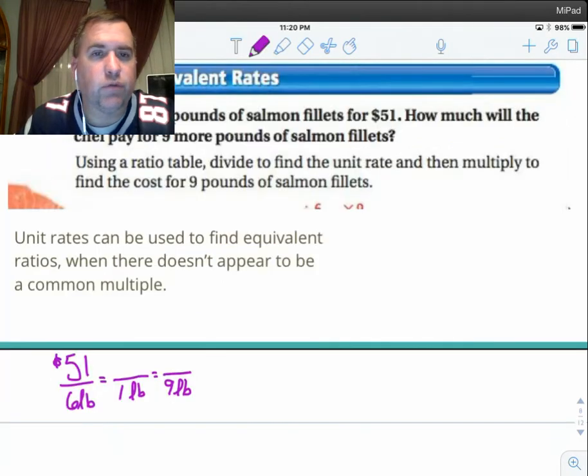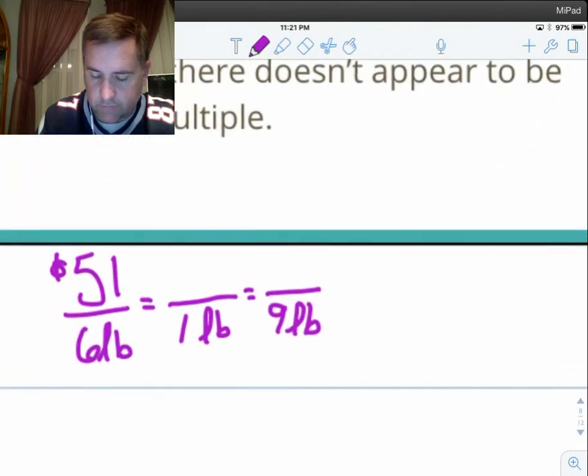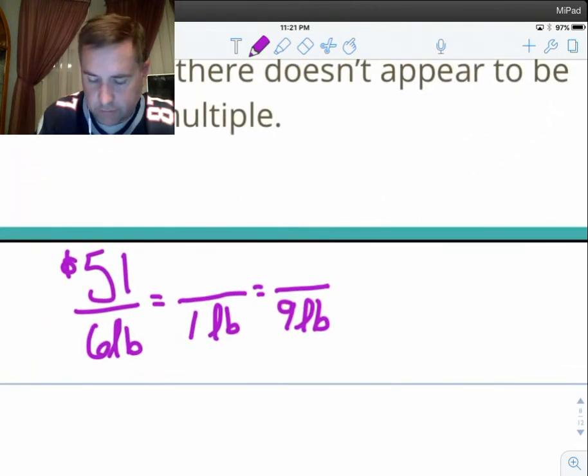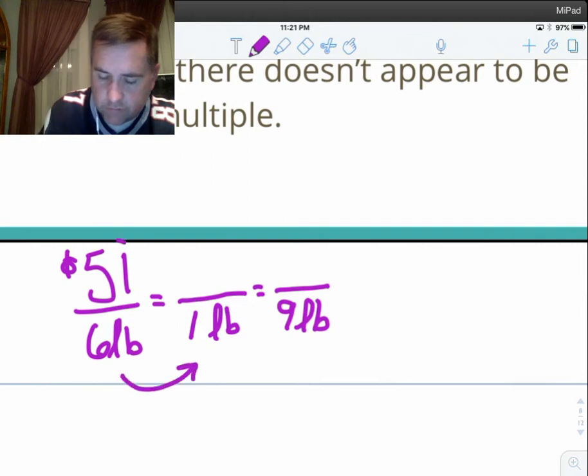So let's do this one problem to find an equivalent rate by way of the unit rate. And the question tells us to use a ratio table. I'm just going to use the equivalent ratios. A chef buys 6 pounds of salmon for $51. How much will the chef pay for 9 more pounds of salmon? Using equivalent ratios, we're going to find out the cost for 9 pounds of salmon fillets. So if we look, we have 51 for 6 pounds, and then how much for 1 pound?